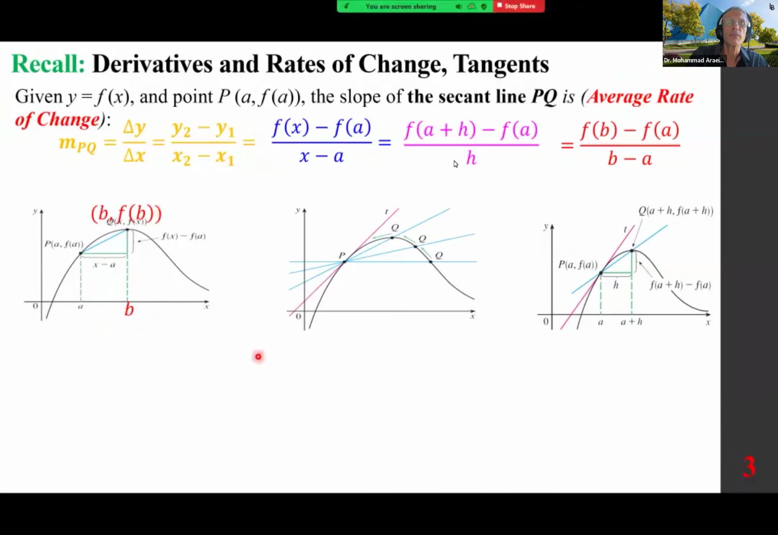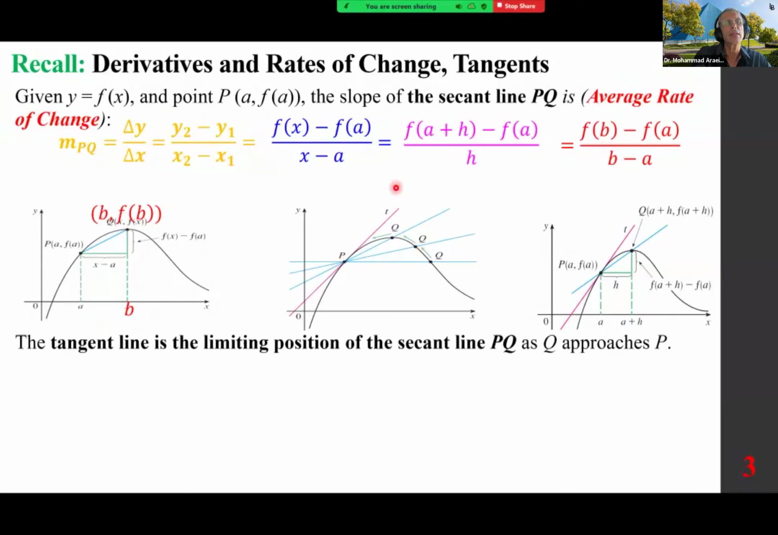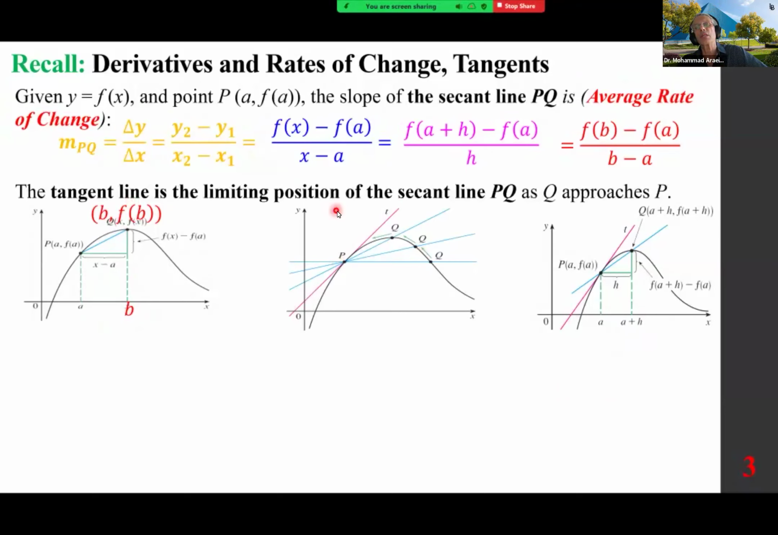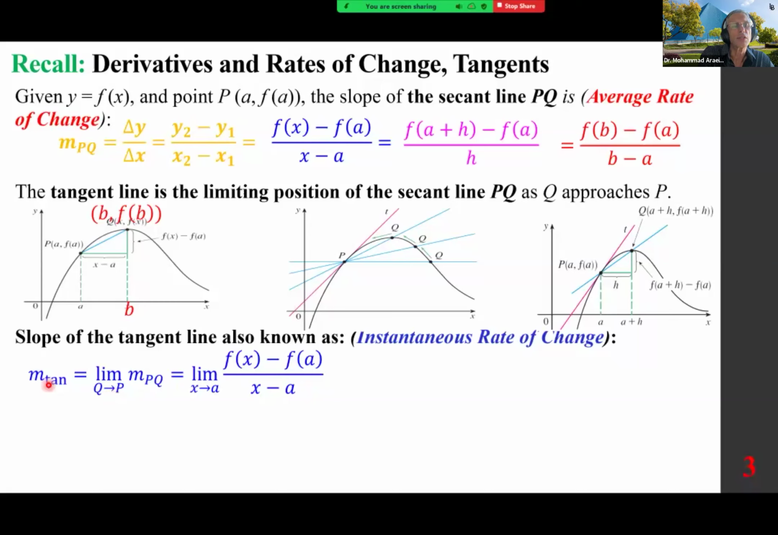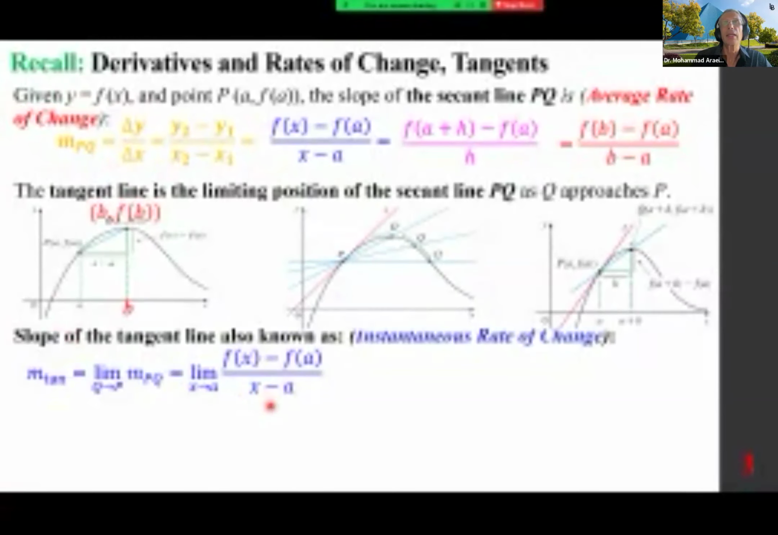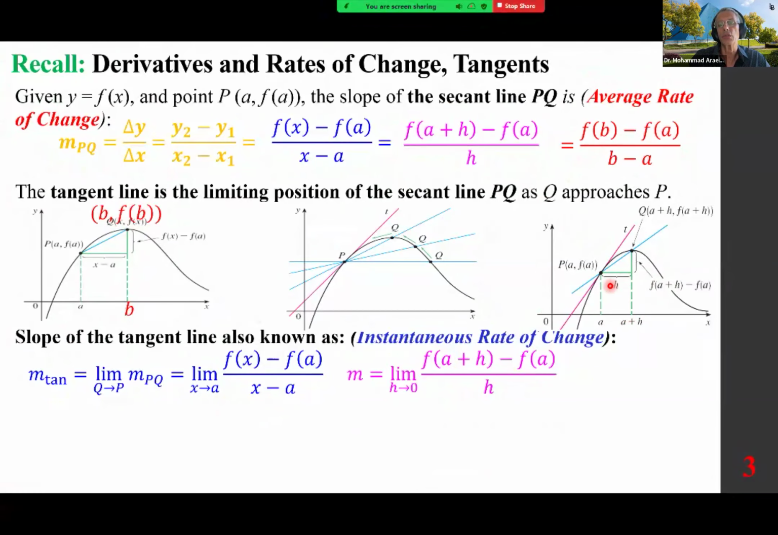However, how do you find the equation of a tangent line when you have only one point and you need to calculate the slope? Well, we move Q and get closer to P, and the tangent line is the limiting position of a secant line PQ as Q approaches P. Therefore, we get the slope of a tangent line by finding the limit of (f(x) minus f(a)) over (x minus a) as x approaches a, or the limit of (f(a plus h) minus f(a)) over h as h goes to 0. We call it f prime of a.